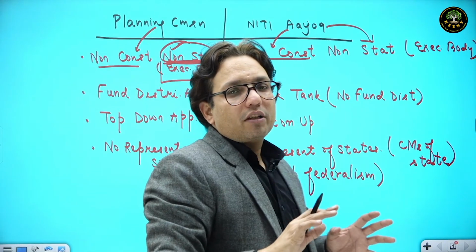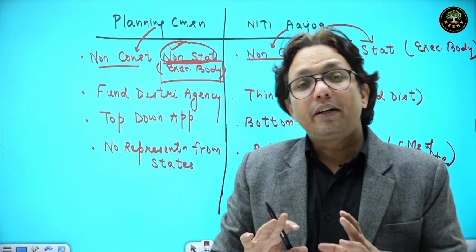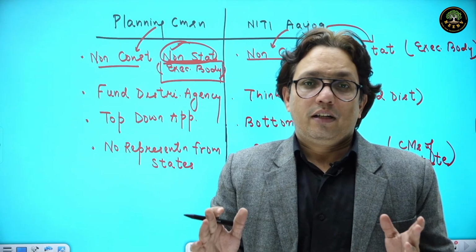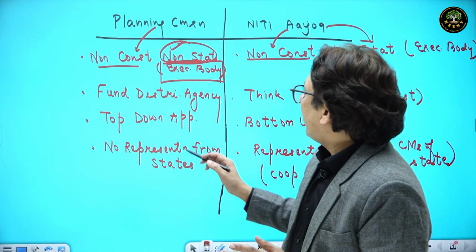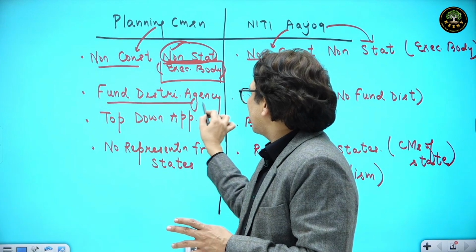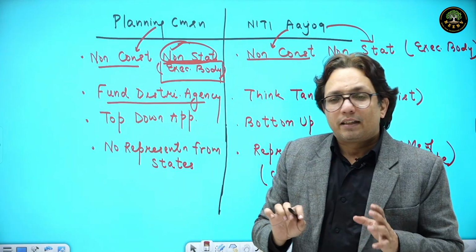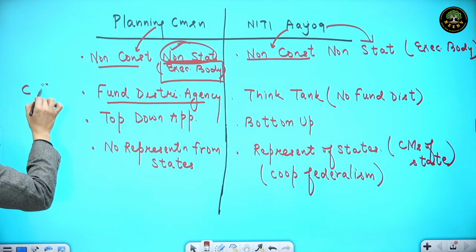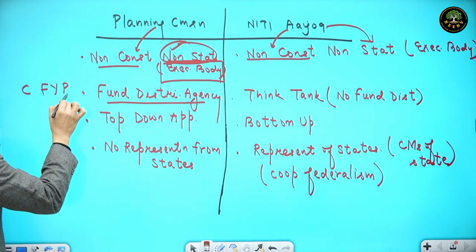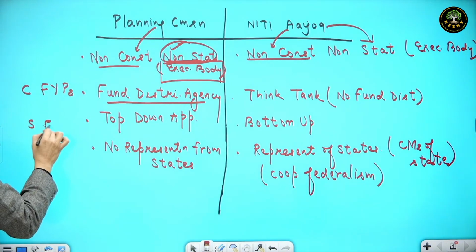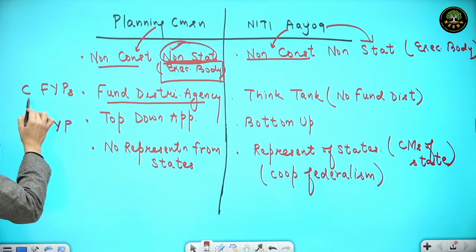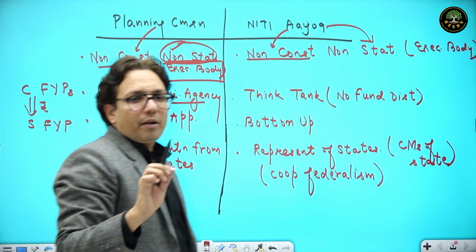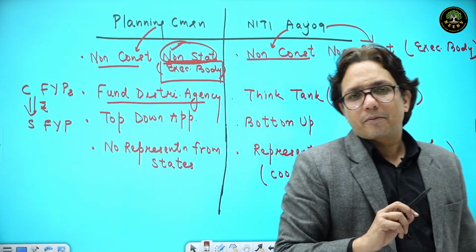The main difference between Planning Commission and NITI Aayog is that Planning Commission was a fund distributing agency. The center would have its 5-year plans, and the states would also have their own 5-year plans, and the center would be helping the states in implementation of their 5-year plans.